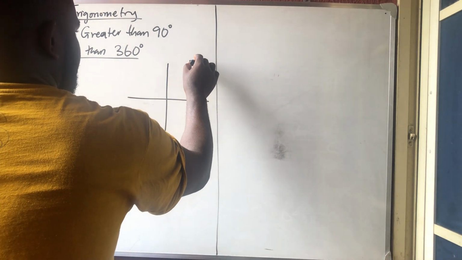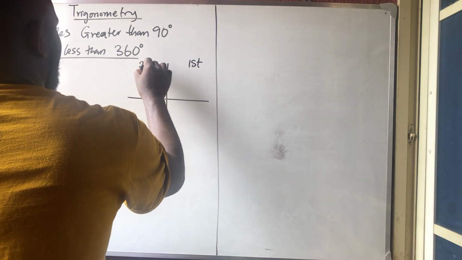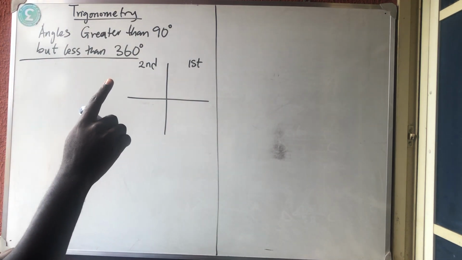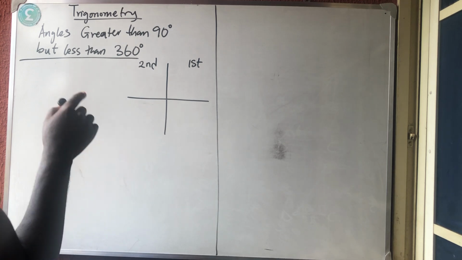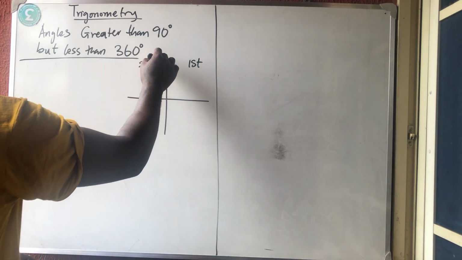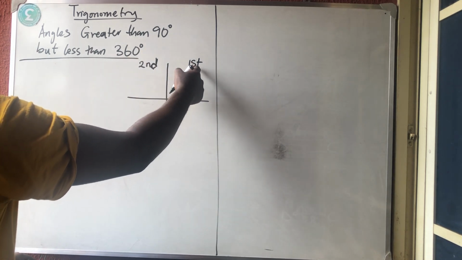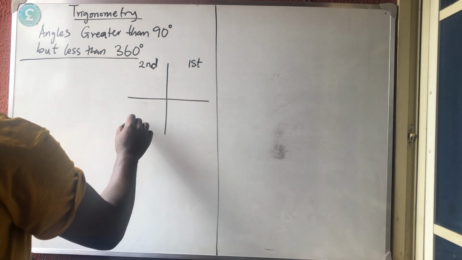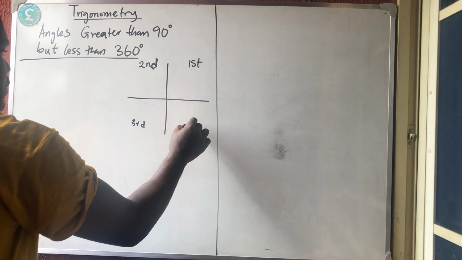This is called the first quadrant. This is the second quadrant. We go anti-clockwise, okay? But in bearing and distance, we go clockwise. In trigonometry, with normal angles, we go anti-clockwise. So this is the first quadrant, second quadrant, third quadrant, and the fourth quadrant.